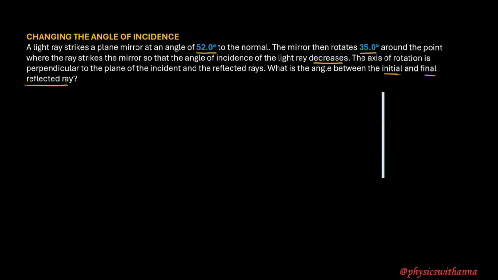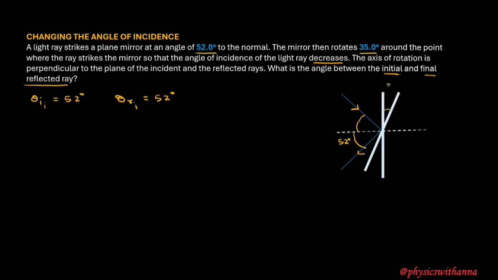So here you have a plane mirror and a ray of light is incident on the plane mirror making an angle of 52 degrees with the normal. So this is the incident angle and I can write theta I, which is the angle of incidence for the initial position of the mirror, to be equal to 52 degrees. If the angle of incidence is 52, the angle of reflection will also be 52. So this angle right here will also be 52 degrees. We can write theta r, which is the angle of reflection, initial value is 52. The mirror is then rotated about the point where the ray of light was incident by 35 degrees. So this angle right here is 35.